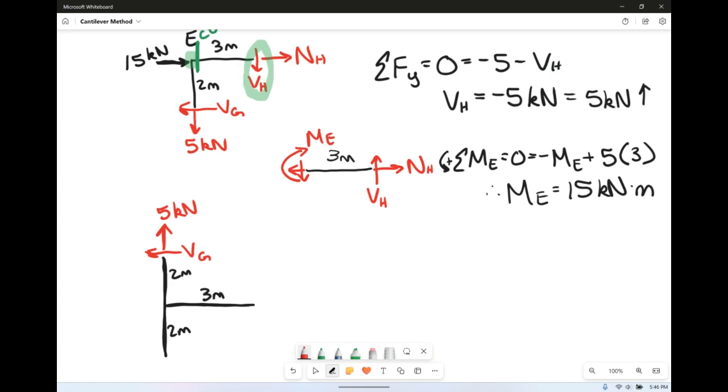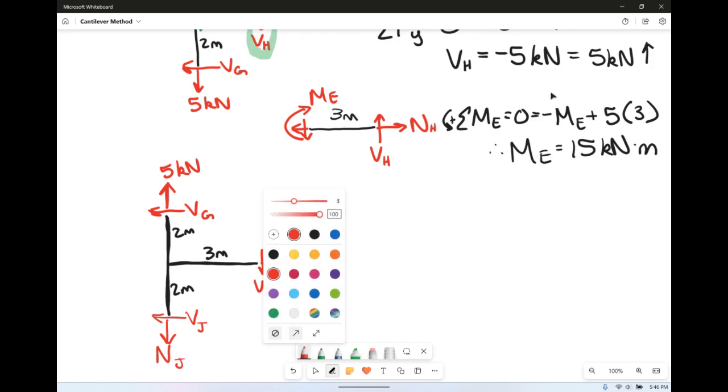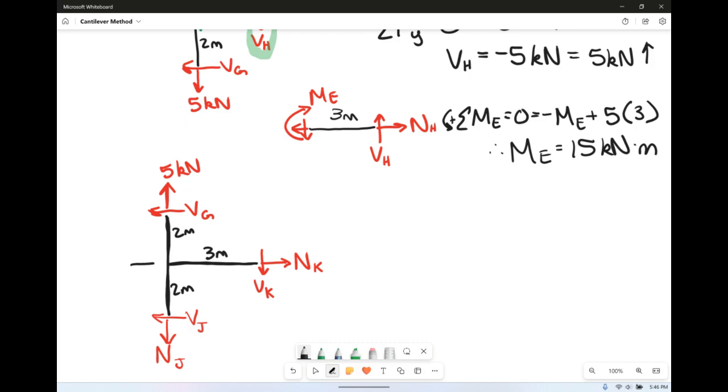Then we cut into the horizontal, this is K. So we have shear at K. We also have normal at K. We've also got our normal at J. We have our shear at J. Well, based on this information, don't forget we have our point load acting on our corner here. So that's 30 kilonewtons, and there's really nowhere that we can solve.